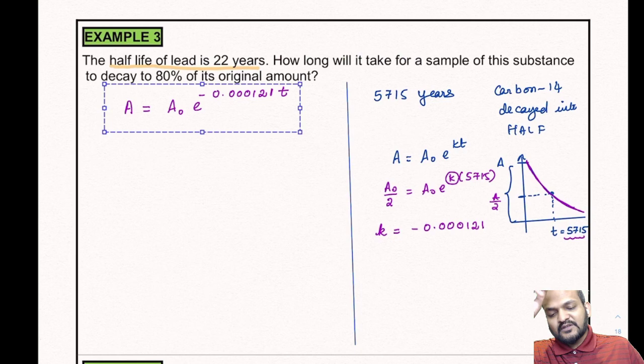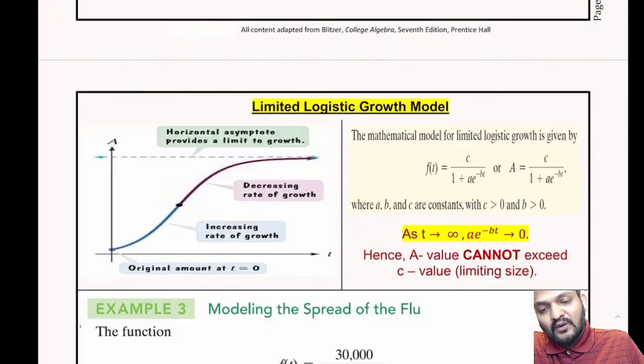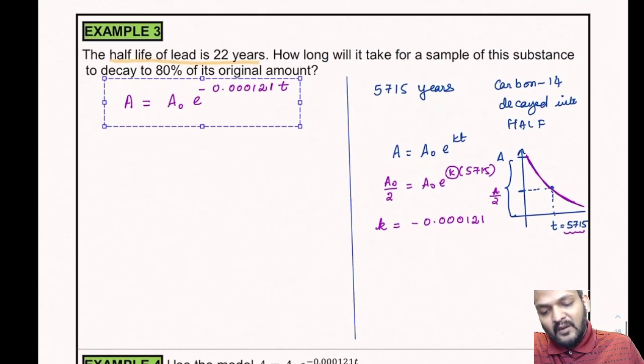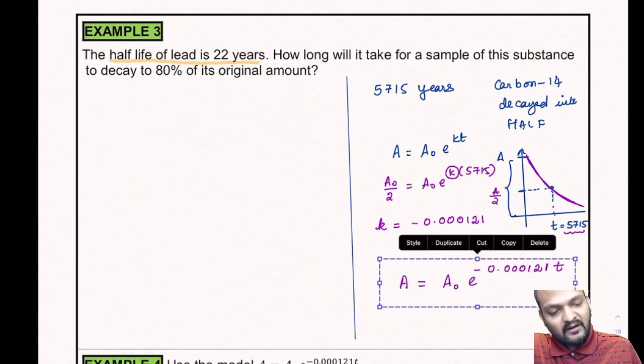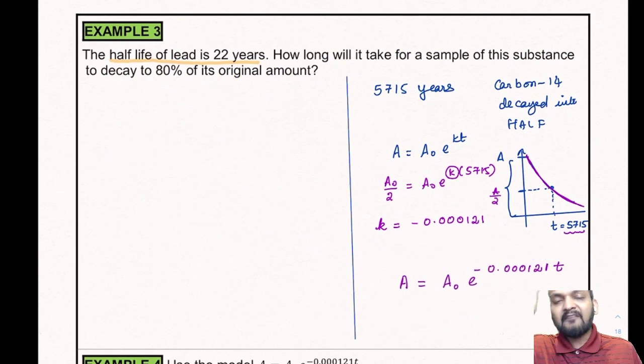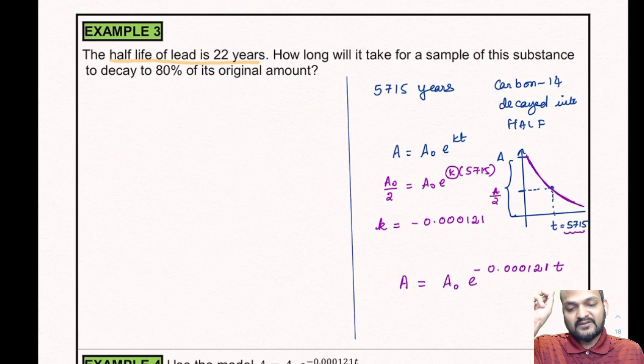All right, so let's try to do this problem. The half-life of lead. This is different than the carbon 14, correct? So whatever we have here is for the carbon 14, so we cannot use this one. We're going to keep it back right there. So for this problem, the half-life of lead is 22 years.